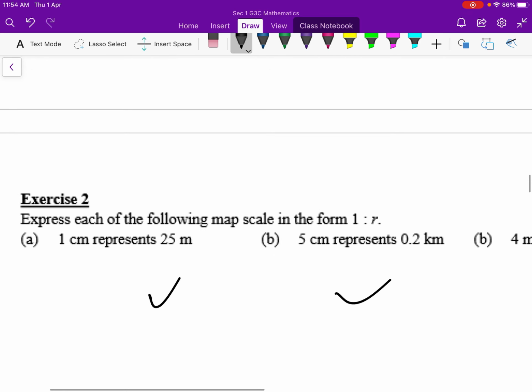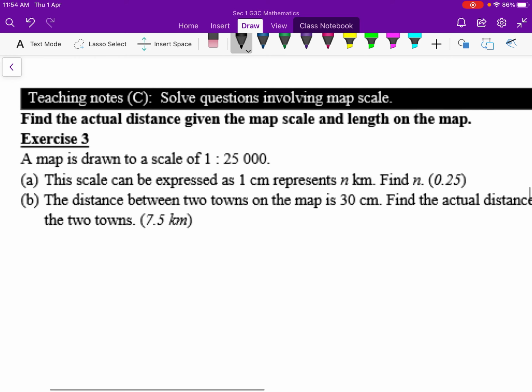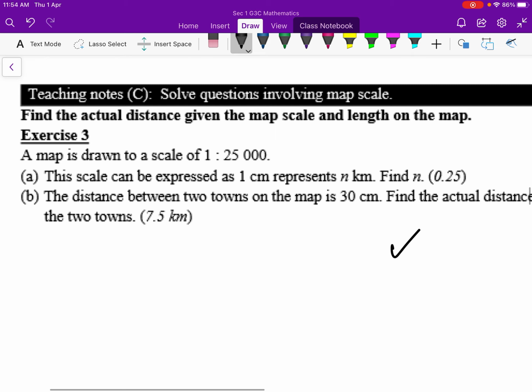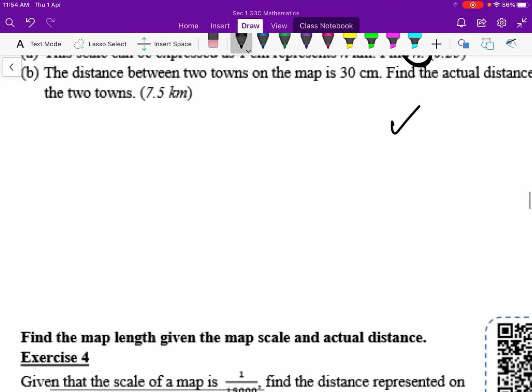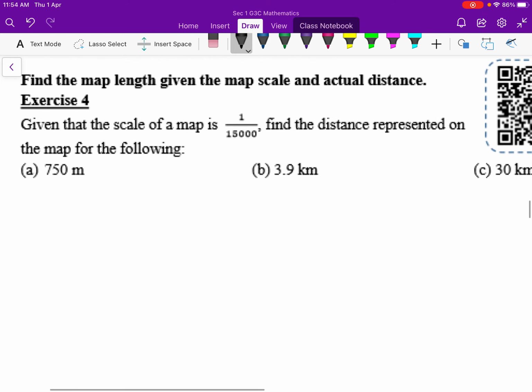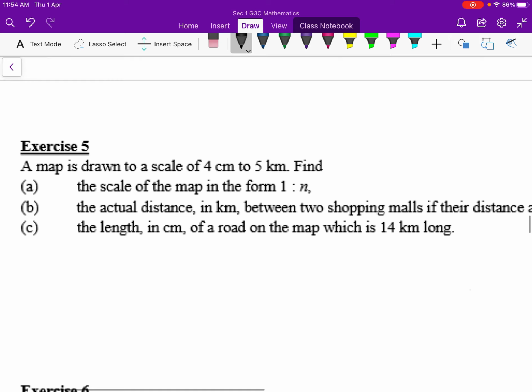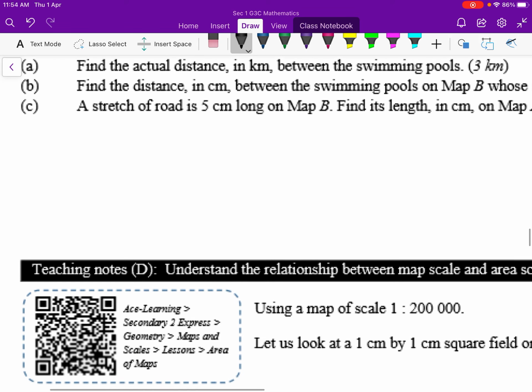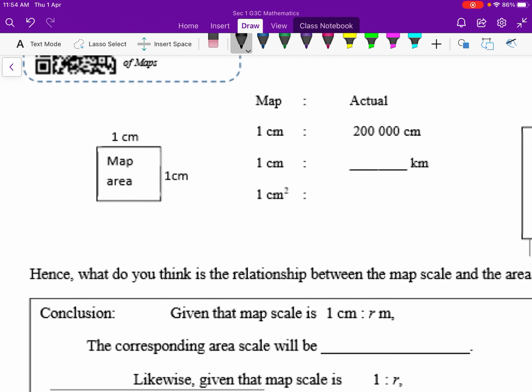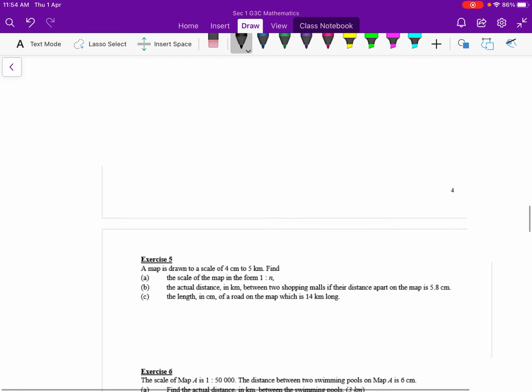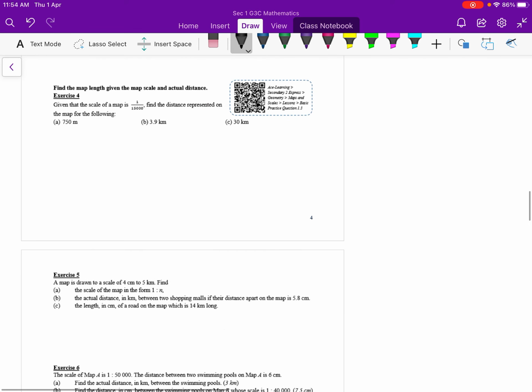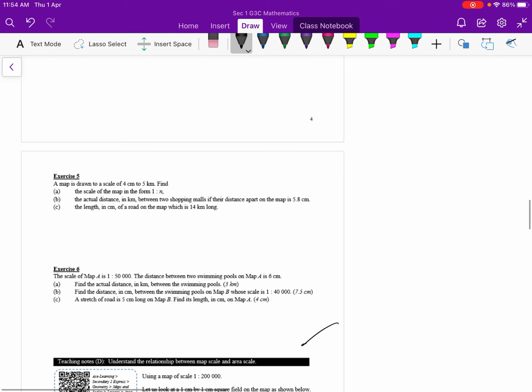So this you can do by yourself. Make sure you change them to the same units. This also you can do it. So this, find n, is slightly different, instead asking you to express in the form 1 to n. Okay, all these you can do. Okay, so your homework is until exercise 5. Sorry, exercise 6. We have covered what we need to already for your homework.